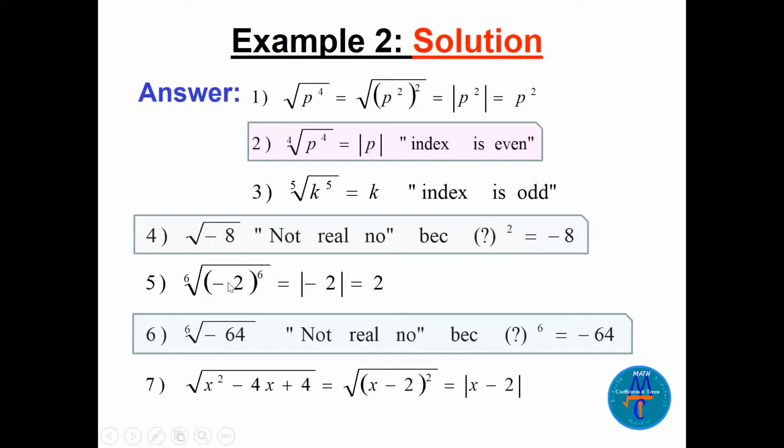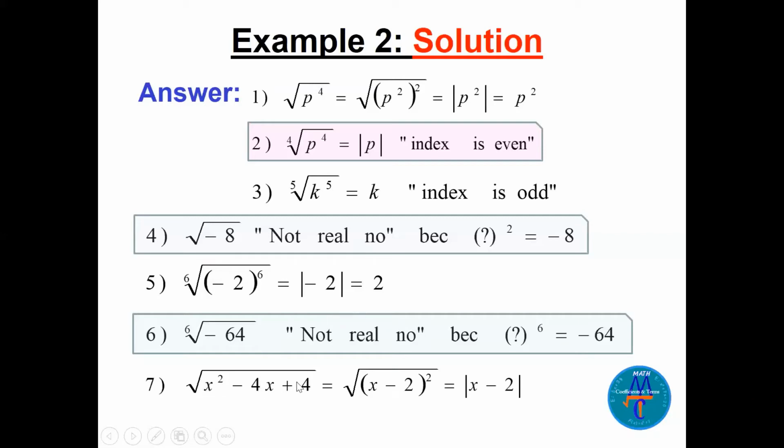Now, listen here carefully also, number 5. Sixth root of minus 2 to the power 6. This is the absolute value of this number, minus 2. So it will be 2. Sixth root of minus 64, not a real number, because the index here is even and this is negative. So this is like 4 and 6, same idea.